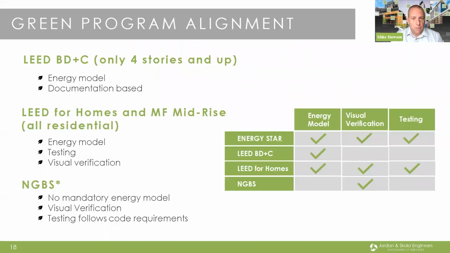Okay, so moving away from code alignment for a second and looking at green program alignment, from the table on the screen, you can see how Energy Star aligns with some of the other popular green programs out there. As we've discussed, Energy Star requires an energy model, visual verification and testing, and LEED for Homes follows exactly the same requirements. With NGBS, there's no mandatory energy model unless, of course, you choose to follow the performance path, but it does require visual verification, and testing follows code requirements.